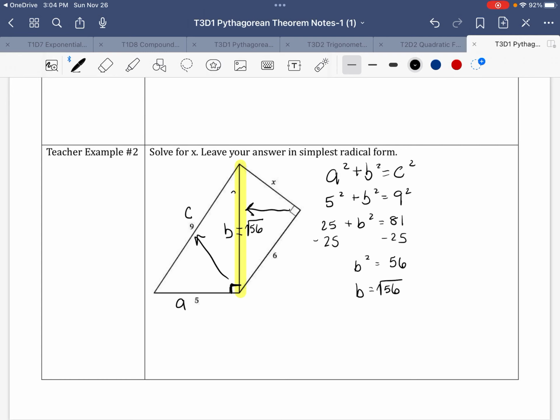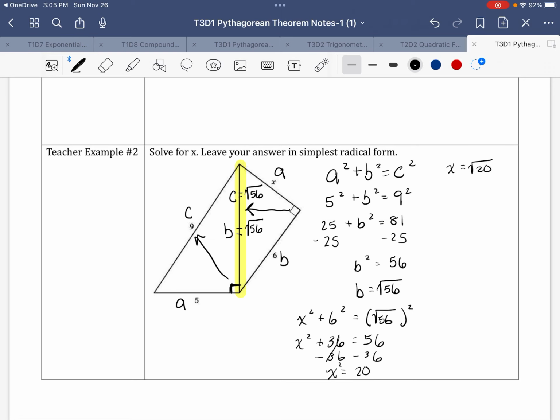So now C is also equal to the square root of 56. And then x can be a and 6 can be b. So now we have x squared plus 6 squared equals the square root of 56 squared. And then x squared plus 36 equals 56. Subtract 36 on both sides, and we'll find x squared is equal to 20. So then x is equal to the square root of 20.